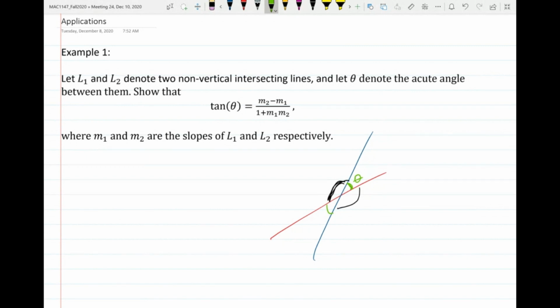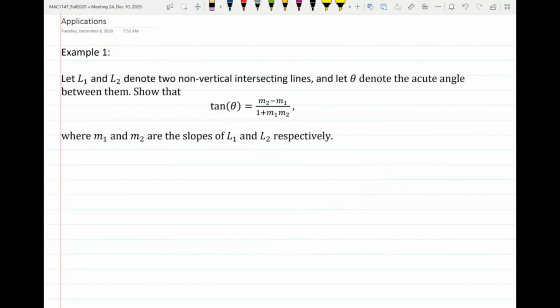So you have two lines that intersect at a point. Let theta be the acute angle between them. Show that the tangent of theta can be found by looking at the slopes of the lines. Okay? So here m1, m2 are the slopes of L1 and L2 respectively. And then the question says to show that tangent of theta can be calculated by doing (m2 minus m1) over (1 plus m1 times m2). Okay, so let's try to prove this.